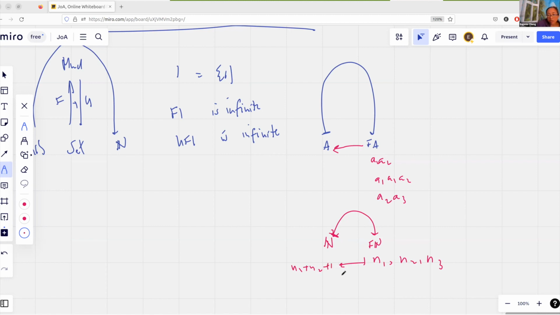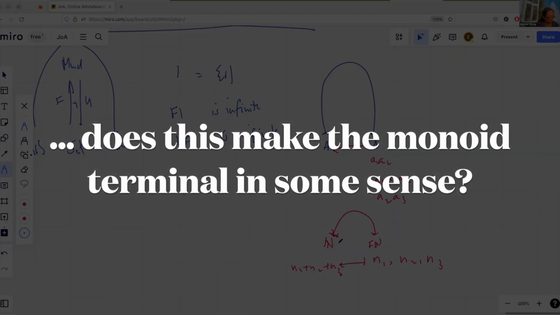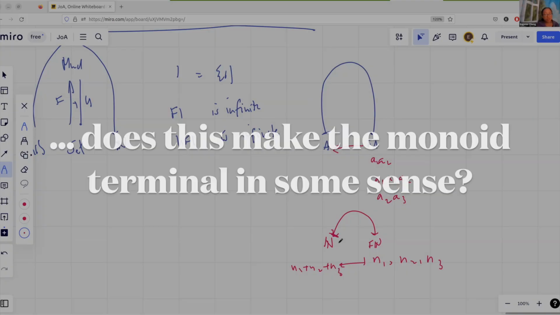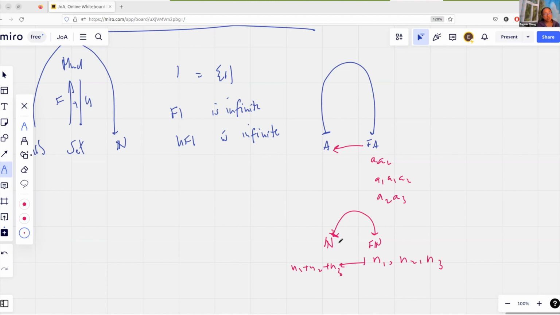So in the free thing, it's like numbers we, in theory, should be able to add up. And then when we evaluate them in n in the algebra structure, that is telling us what they add up to. Or maybe begin with any set of natural numbers which includes... does this make the monoid terminal in some sense? No, the natural numbers is not the terminal monoid, because the terminal monoid has only one object in it. It's free. It's the free one-on-one.